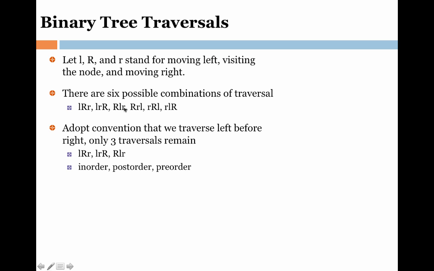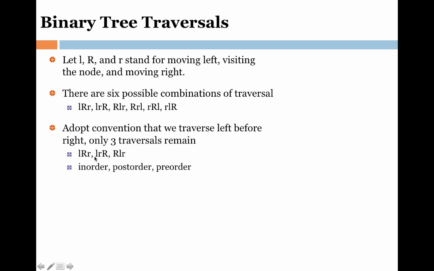Observe that the traversal is specified recursively. The word traversal is used recursively. Therefore, there are 6 such possibilities. As is clear, there are 3 factorial. There are 3 possibilities: left, right, and capital R, that is to visit the node. And these can be done in 6 ways, which is 3 factorial, 3 multiplied by 2 multiplied by 1 possible ways. If we adopt the convention that we traverse the left before the right, only 3 traversals remain.